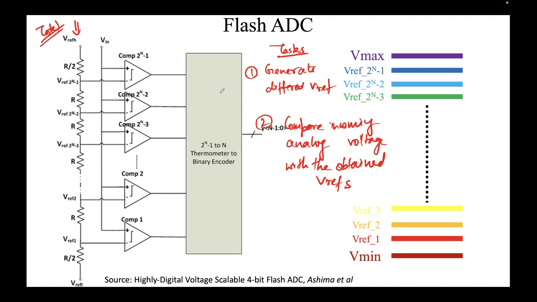Secondly, the second task was to compare the incoming analog voltage with the obtained VREFs. So this is the incoming voltage, and this has to be compared to VREF. So this is the VREF. How do we compare? Using an op-amp. You know, for the non-inverting terminal, if that is higher, the output will be high, correct? There is some other circuitry involved, some sequential circuits and some combinational circuits. We are not worried about that right now. We just need to understand these two basic tasks. So first, we generated all the reference voltages, and secondly, all the reference voltages are compared to the incoming one.